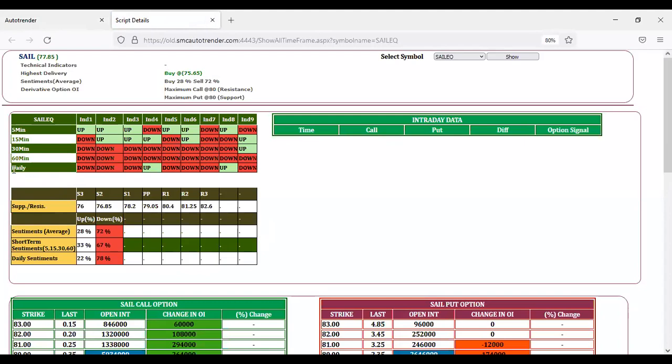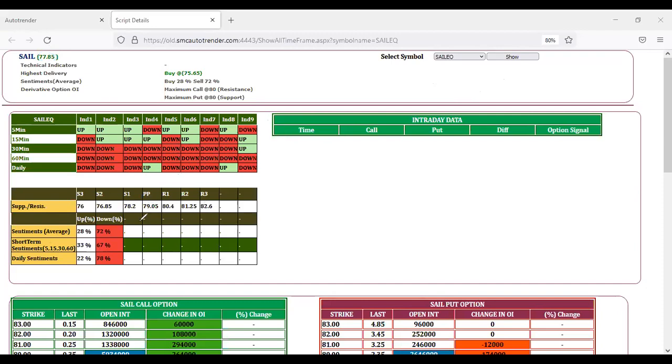Now, if you look at daily sentiment, it is down. Daily sentiment is 78% down, so you can take a short call. Further confirmation of the short call is that the down percentage is 72%. So the second checklist item is also clear. The third checklist item is whether the stock is below PP level or not. The stock is clearly below PP level. PP level is 79, the stock is at 77.85. At the time of initiation, it might have been closer to 79.